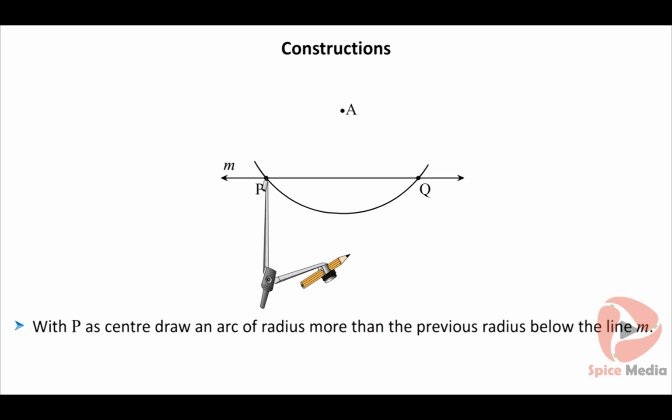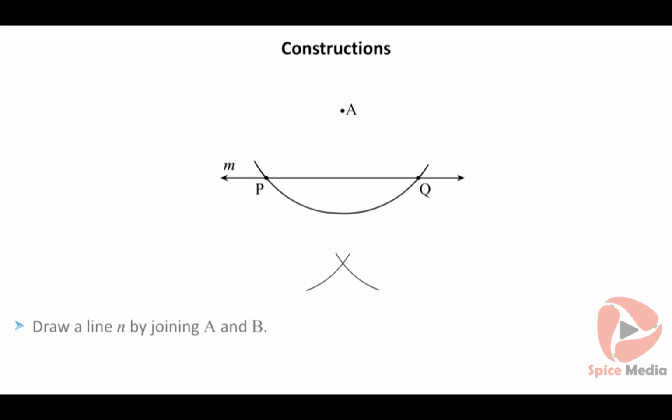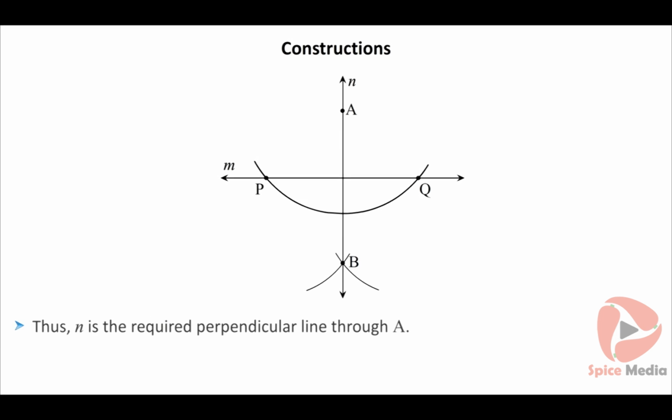With P as center, draw an arc of radius more than the previous radius below the line M. Without changing the radius and Q as center, draw another arc to cut the previous arc at B. Draw a line N by joining A and B. Thus, N is the required perpendicular line through A.